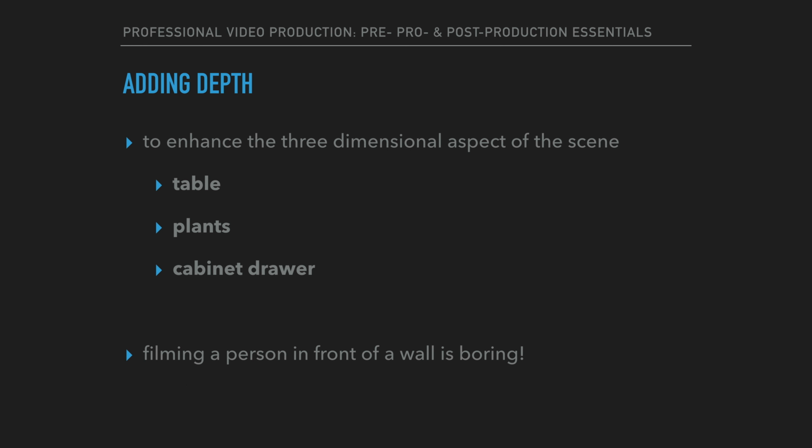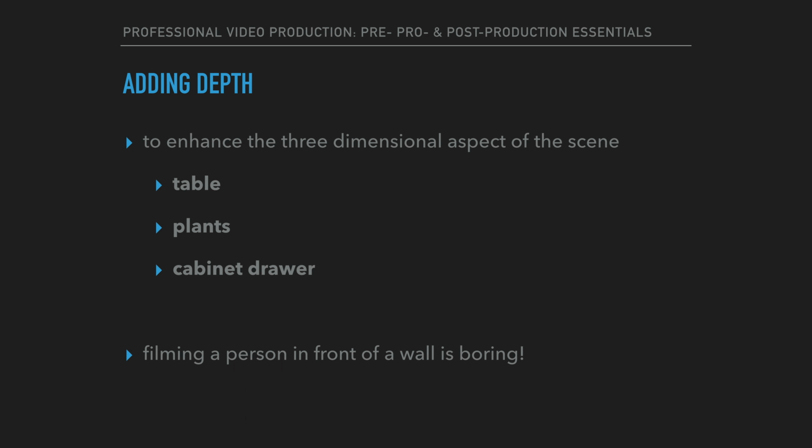One concept which took me a while to figure out has to do with adding depth. One of the tricks I used to use when building a set or staging a scene for a film shoot was to enhance the three-dimensional aspect of the scene. I would place a table in the scene, some plants, a cabinet drawer, all things that convert an otherwise bland room into a room where it is obvious how deep it is by having objects with the reference space and dimension. So why did I do this?